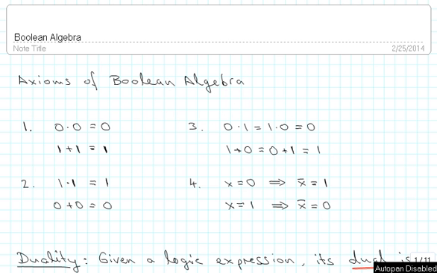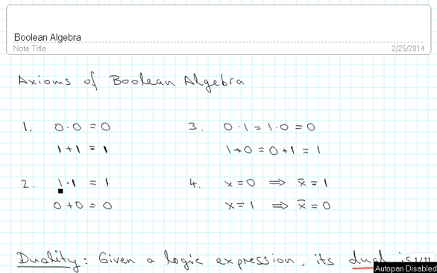Here is the statement of the axioms of Boolean algebra. The first statement is that 0 and 0 is equal to 0, and 1 or 1 is equal to 1. Note that those two expressions are combined together as axiom number 1, and they are duals of each other. What we mean by duality is that the zeros get replaced by ones, and the and gets replaced by or. So 1 or 1 is equal to 1.